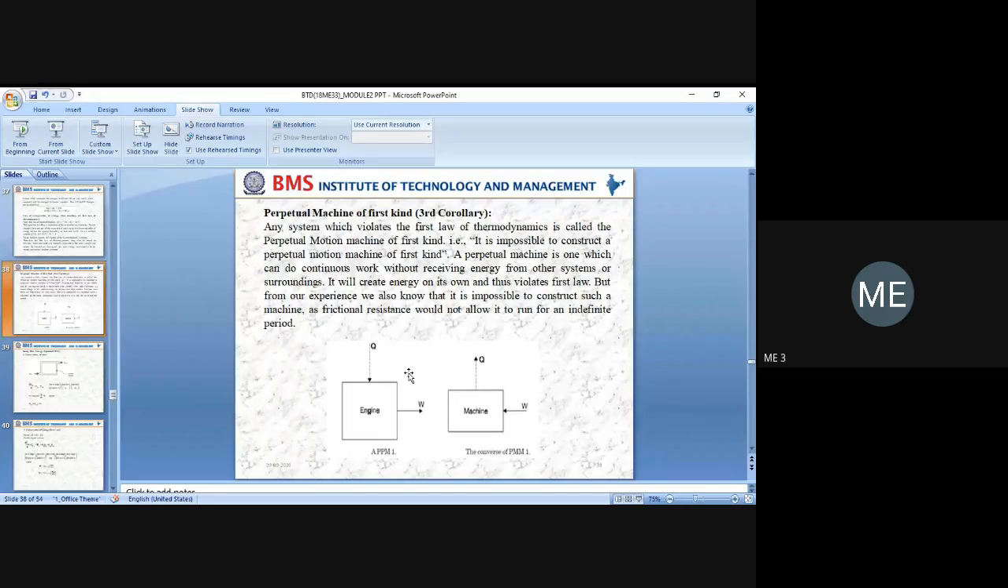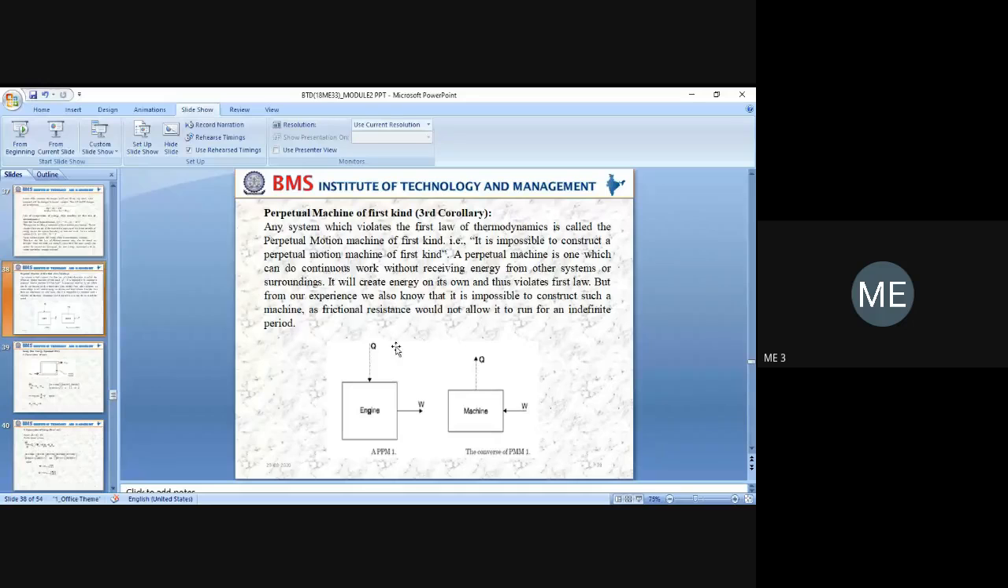Okay, you see the first diagram. It is impossible to construct a perpetual motion machine of first kind. It is imaginary in nature. We don't have an actual perpetual motion machine of first kind because it violates the first law of thermodynamics. Here there is continuous work done by the engine, but without heat transfer input. So it violates the first law of thermodynamics.